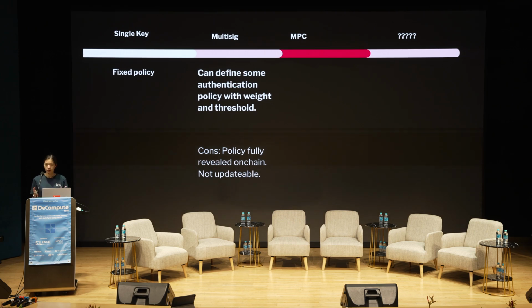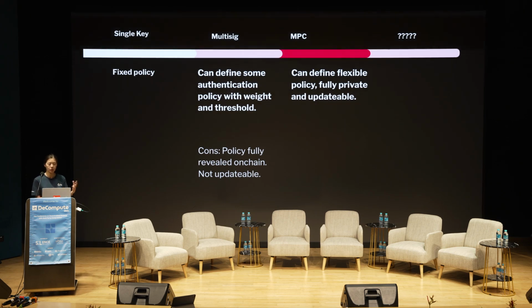And then there's another whole category of MPC wallets that a lot of you here are very familiar with, where you essentially define the authentication policies off chain. It's fully private, and it actually looks exactly the same as a single key wallet on chain, and you just do everything, the signing part, off chain, keeping the policy itself flexible, fully private, and also updatable. The downside here is the policy itself is actually not enforced on chain. You usually have an authentication policy engine running somewhere else, and you're sort of trusting that the deployment is authenticating correctly.